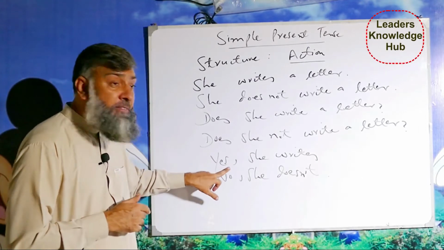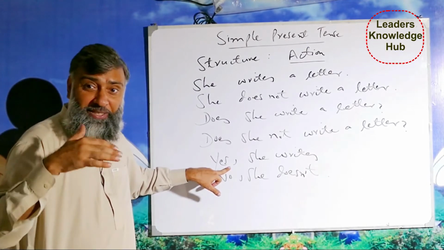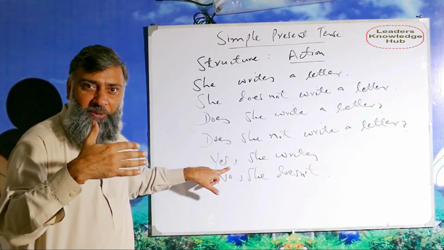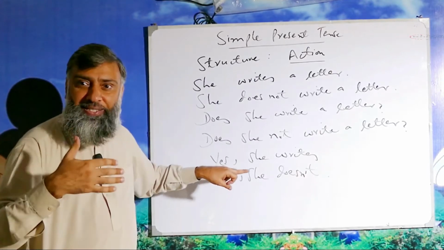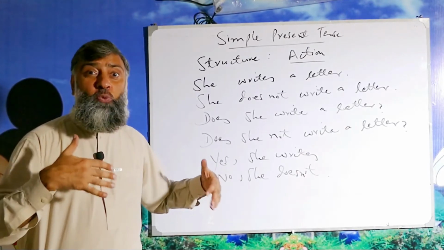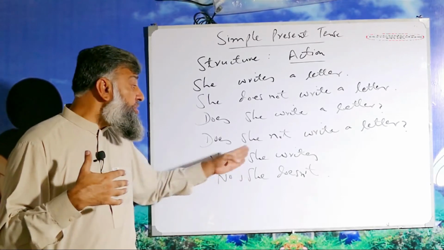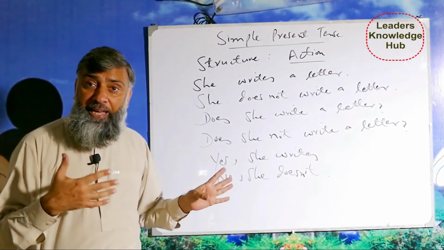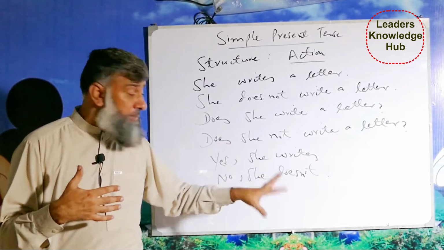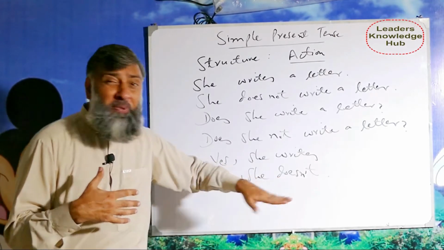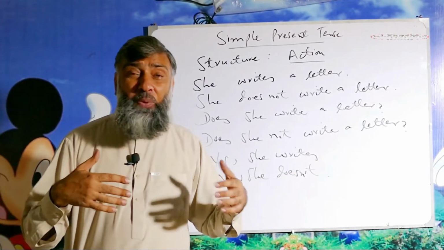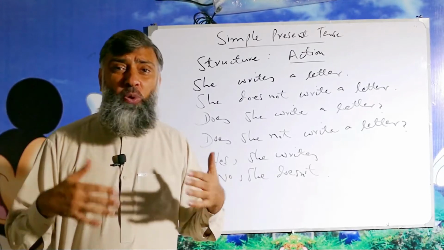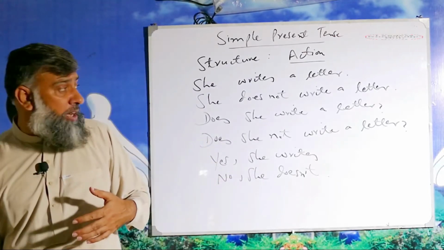And this is the positive answer. When someone is asking a negative question, you need to answer. If you want to say yes, then you will say she writes. And if you want to say no, then you will say she doesn't. Why have I used this contraction? Because mostly whenever a question is put by someone and you answer, we use the contracted form.